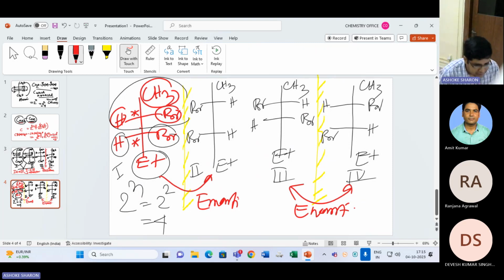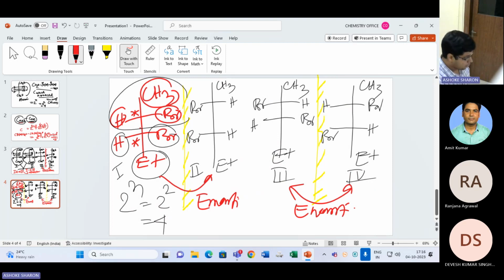Enantiomers means there is a mirror image relationship, and their chemical properties will be the same, physical properties also the same. So you can't separate them easily. If you have two enantiomers, you have to separate them by a chiral optical technique that is not included in your syllabus. But diastereomers have the same chemical properties, but their physical properties will be different, like boiling point and melting point, so you can easily separate them.